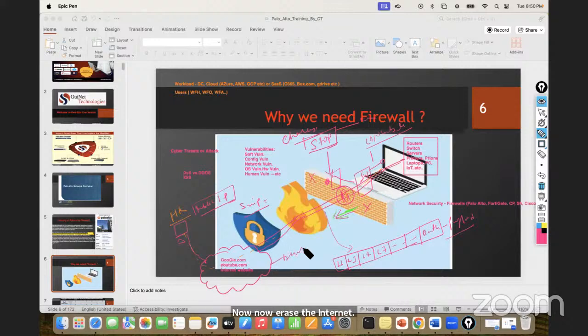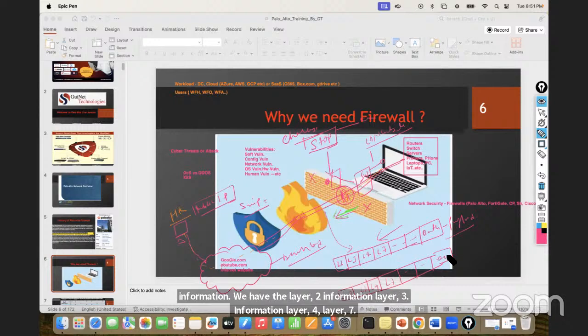Now you download one file. This download is again going to come, and this is the forward packet. Similarly, you're going to receive the reverse packet as well. And this reverse packet also has similar kind of information: the layer 2 information, layer 3 information, layer 4, layer 7, some additional, and then finally the data and payload.